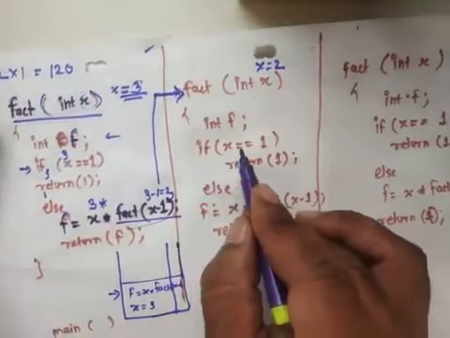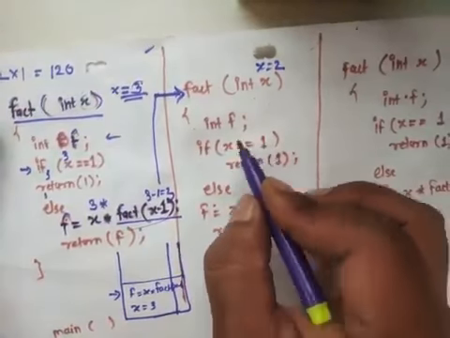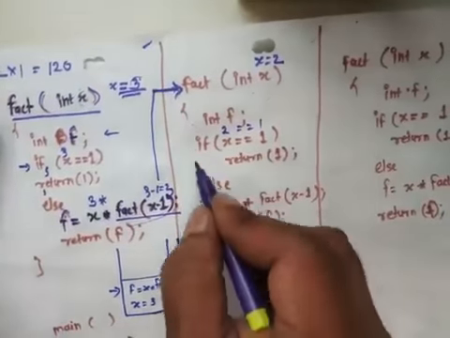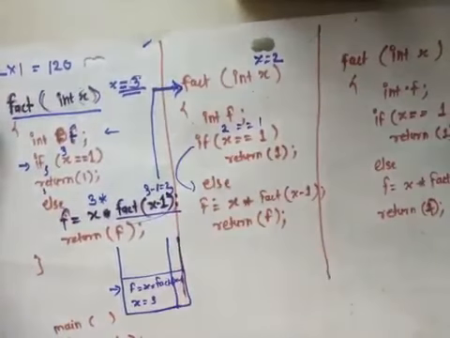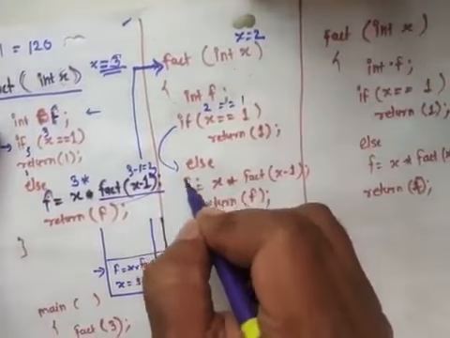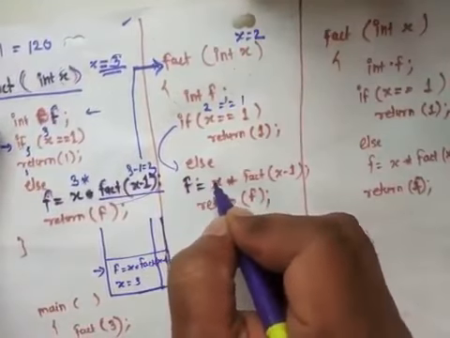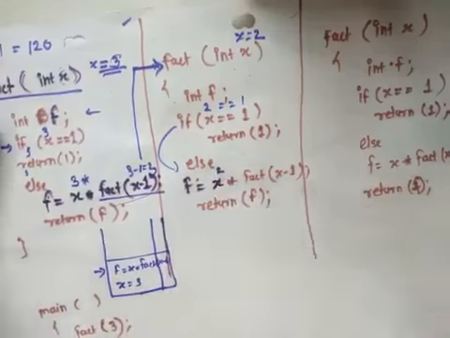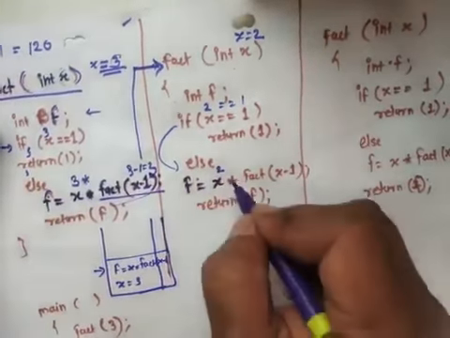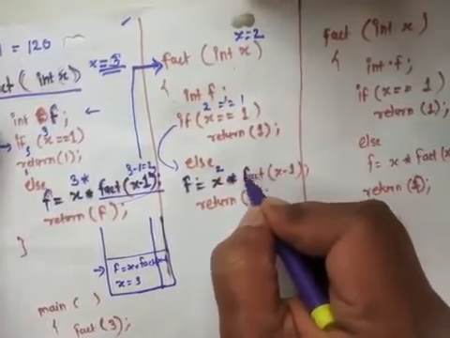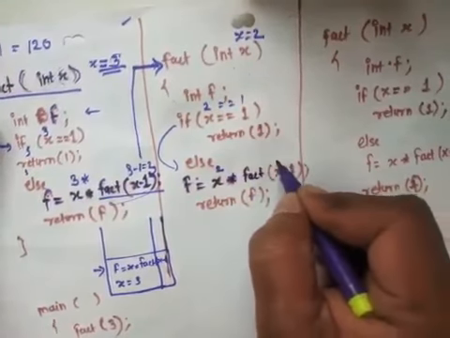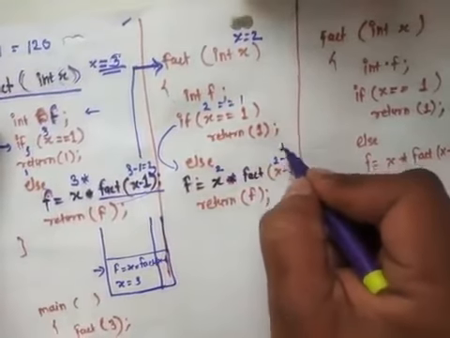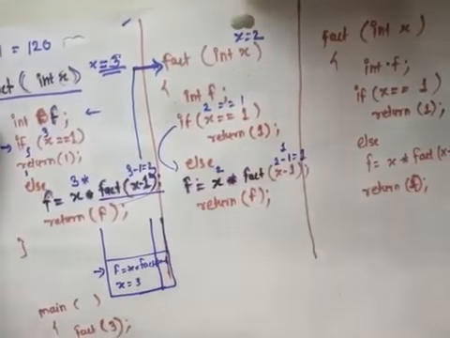Now if x is equal to 1, check what the x value is now, that is 2 is equal to 1. Condition false, it will jump to the else part. Now in else what we are going to do, f is equal to x. What is the value of x? That is 2, into factorial of x minus 1, that is 2 minus 1, that is 1.